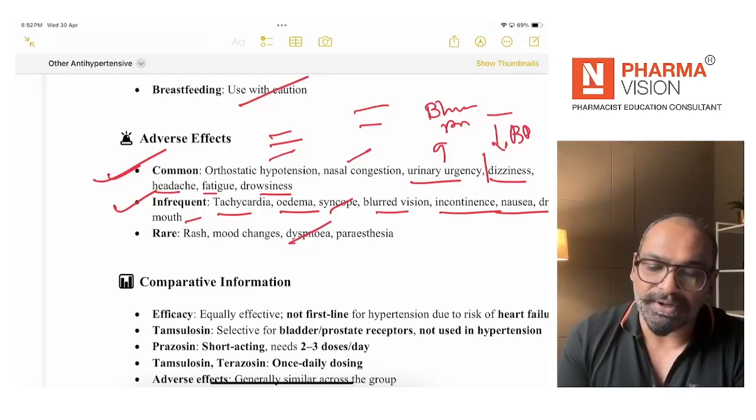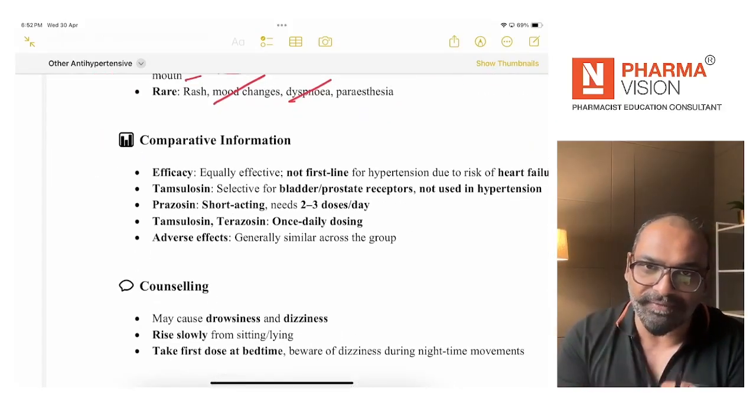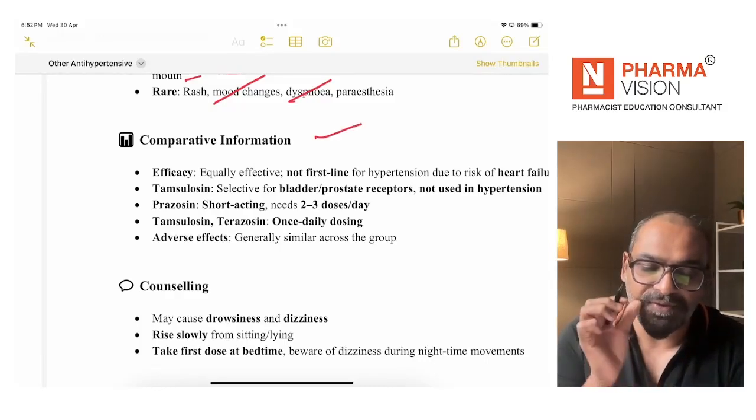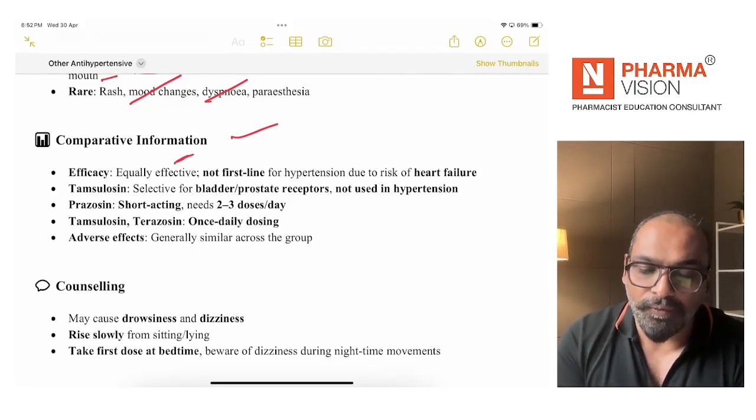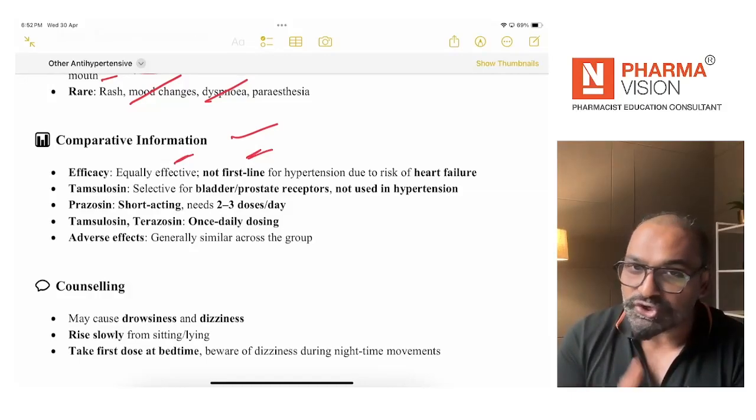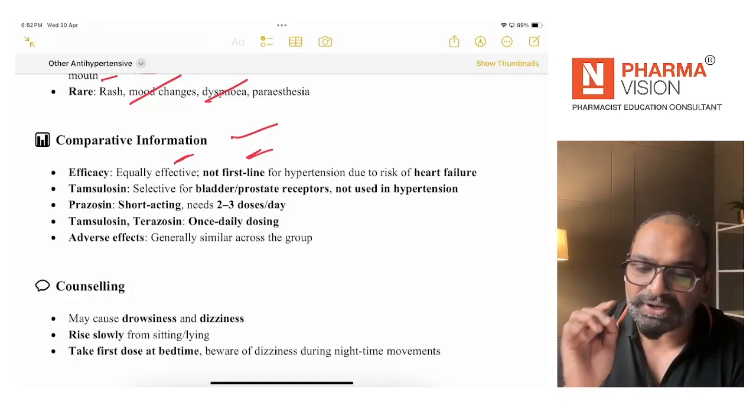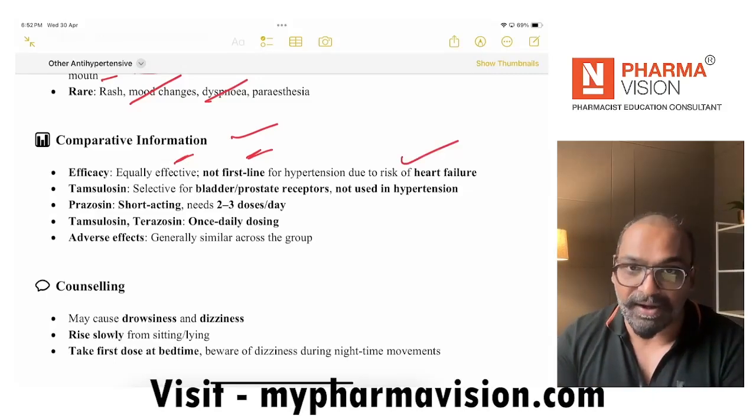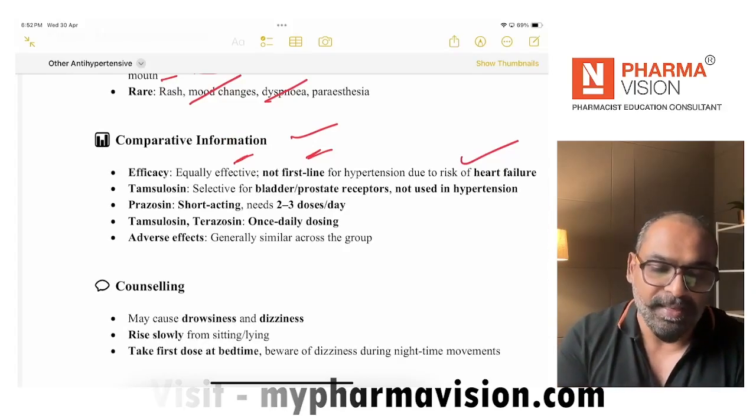Shortness of breath is a very rare side effect, but you have to build your awareness about such side effects. Comparative information: when we compare these three medications, the efficacy is equally effective. They are not first line for hypertension, because they can cause severe hypotension and increase the risk of heart failure. So these medications are nowadays mainly used for BPH.